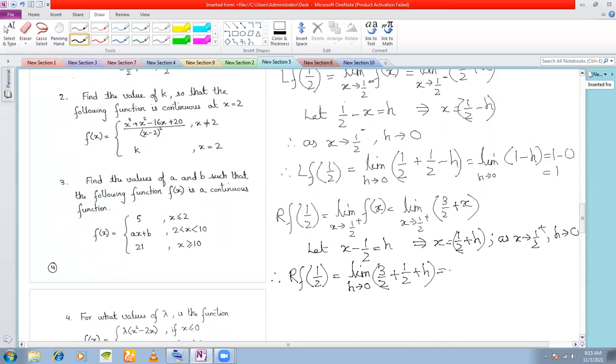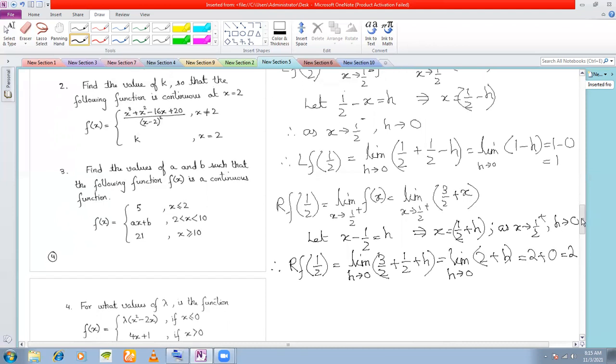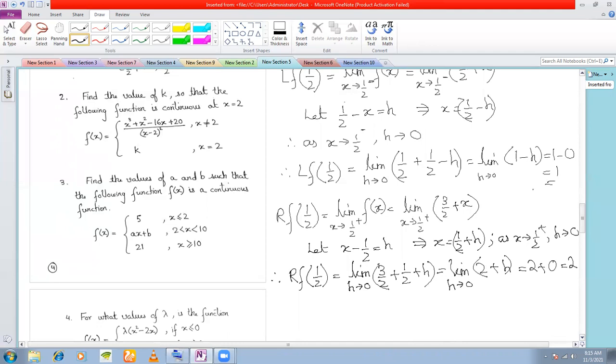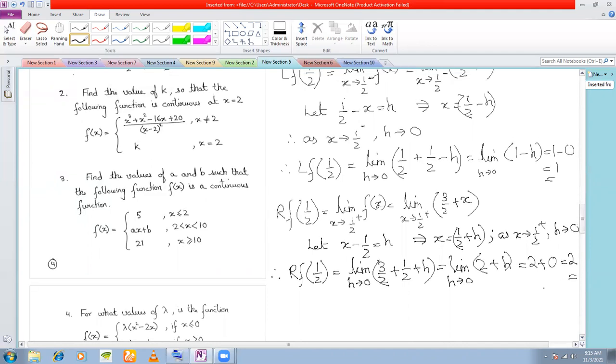So now what do you get here? Limit h tends to 0, you get 3 by 2 plus half plus h, that is 2 plus h, which you get as 2 plus 0, which is equal to 2. Now what you see here is that the left hand limit is 1 and the right hand limit is equal to 2. Therefore, they are not equal. So directly you can say you don't even need to find f(half).